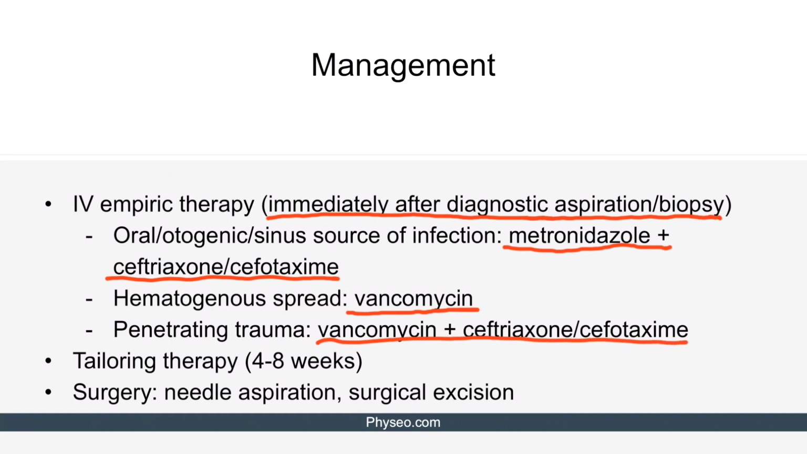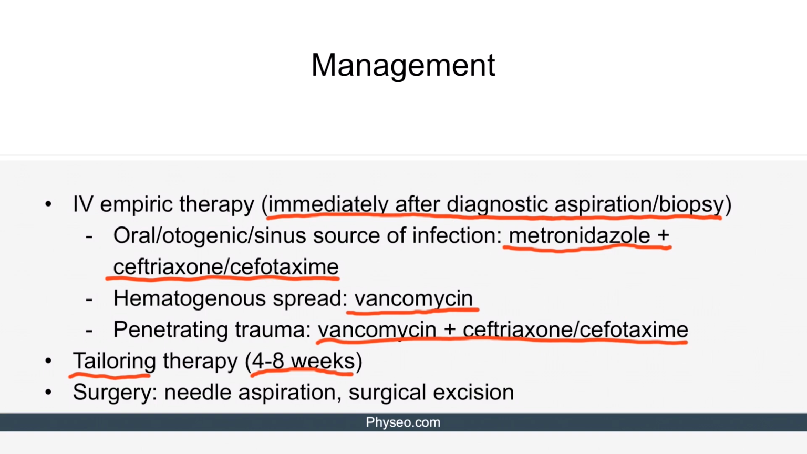Then of course, once cultures come back and susceptibility results are in, you're going to tailor that empiric antibiotic therapy to the specific pathogen. And the duration of treatment is actually 4 to 8 weeks. So quite a long time for antibiotic therapy. But I just like to remember that this is in the brain and you want to make sure you've got full penetration. I just think conceptually it makes sense that you need to take the antibiotics for a longer period. So 4 to 8 weeks.